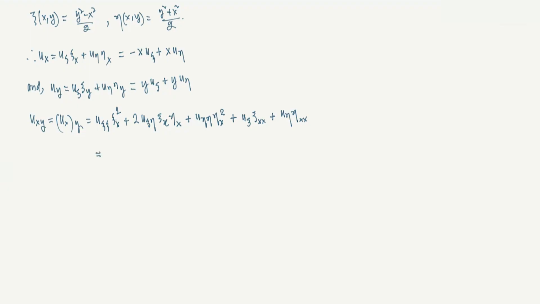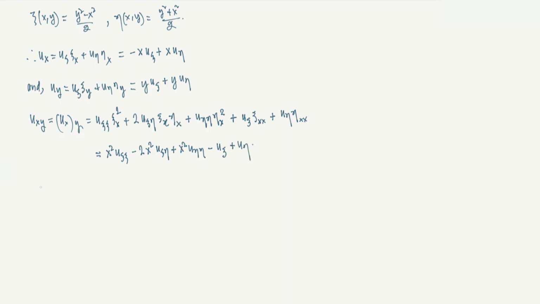So now, what is the coefficient of u xi xi? It is going to be x square, since xi x is x. So it is x square u xi xi, minus 2x square u xi eta, plus x square u eta eta, minus u xi plus u eta.